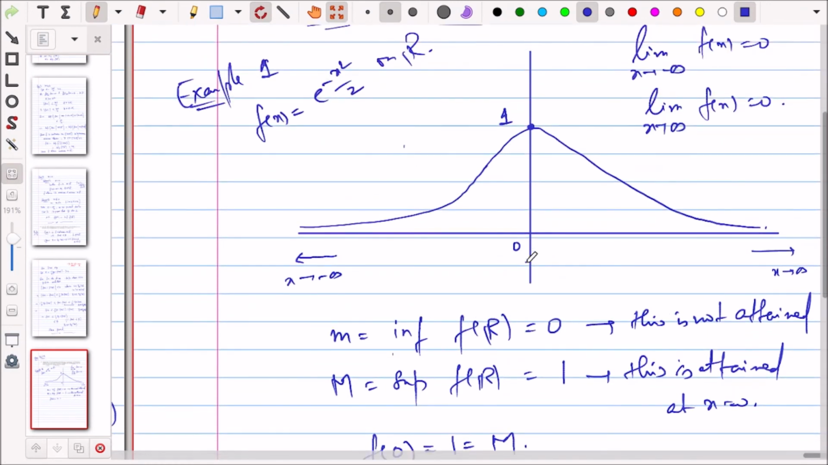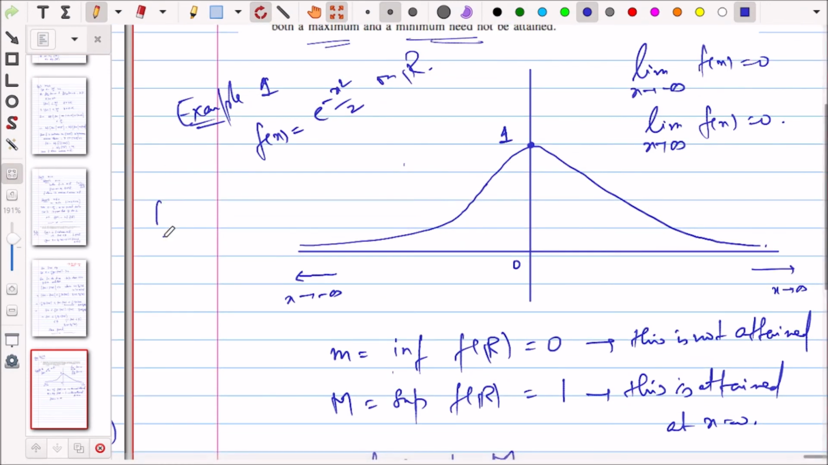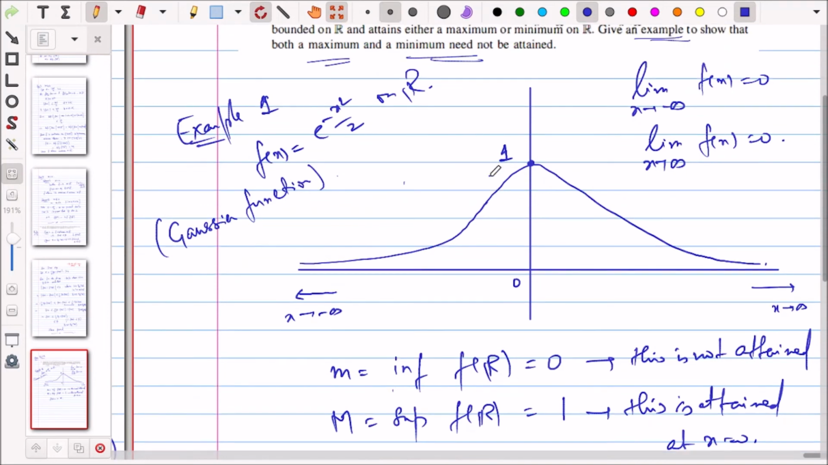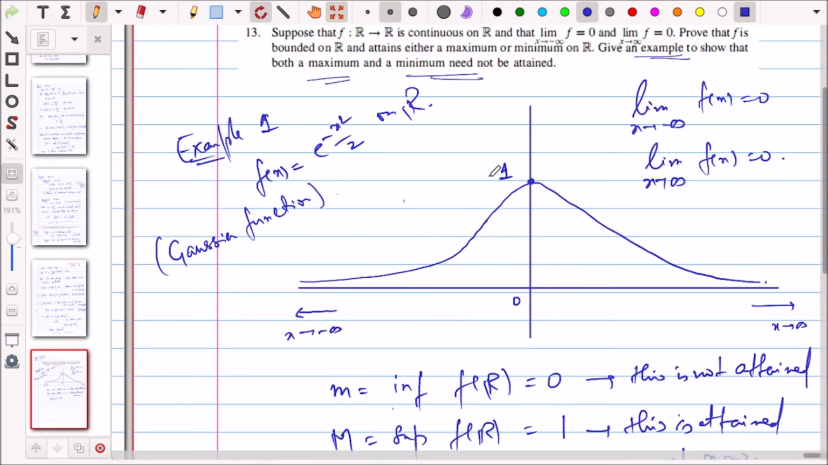This is the Gaussian function, and it is used in the normal distribution. It is also called the bell curve. This is a very important function in mathematics. It has a lot of applications, and it comes up in a lot of places.